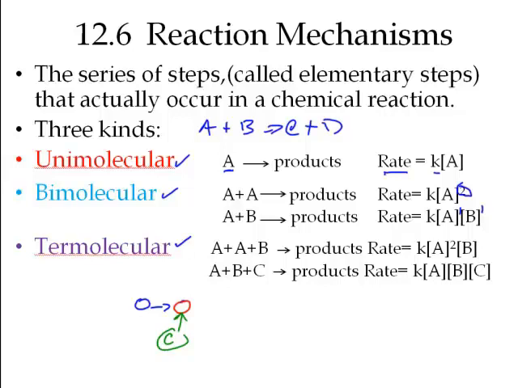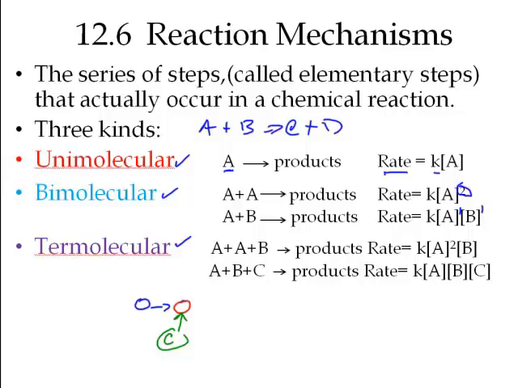I mean, you think of maybe you're driving in a car. How often does it happen that 2 cars bump into each other? Well, that's usually what a wreck is. But how often is it going to be that you get 3 cars bumping into each other at the same time? So these are the kind of elementary steps that occur. And again, termolecular is the rarest of them.